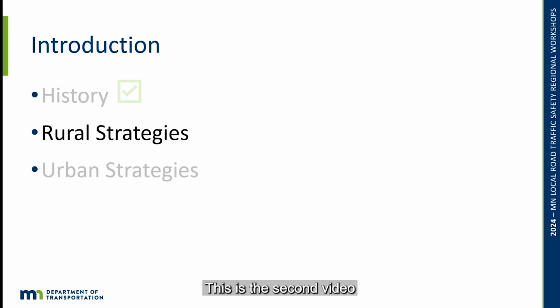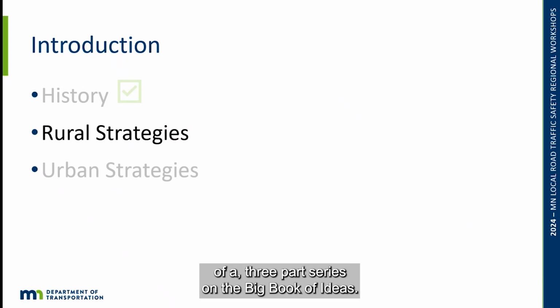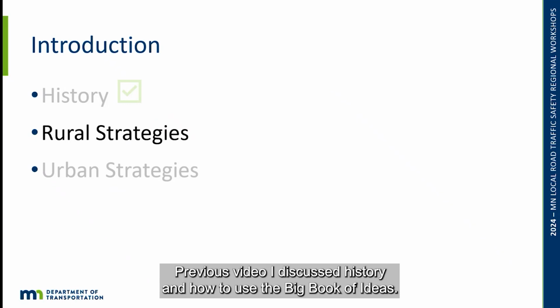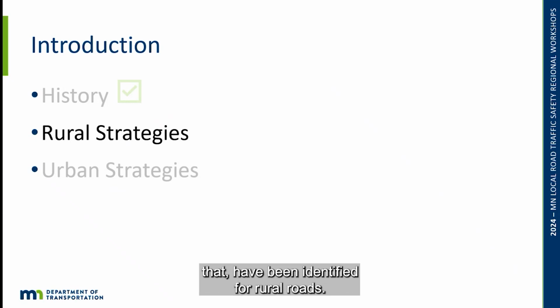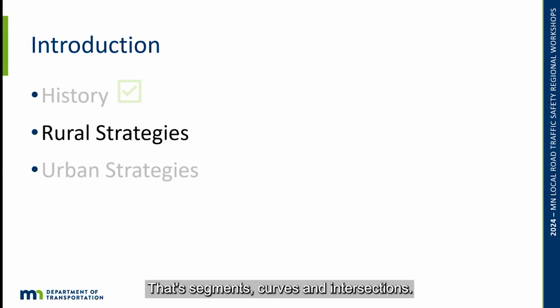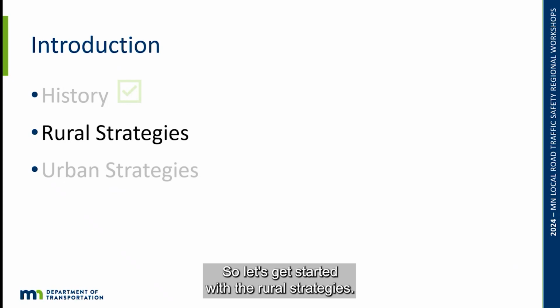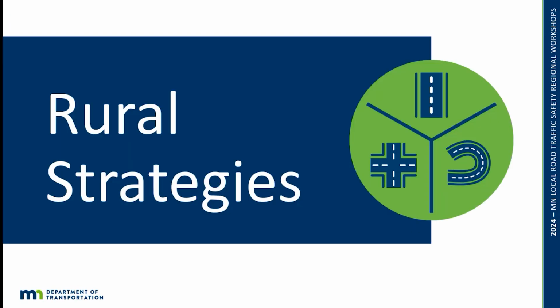This is the second video of a three-part series on the Big Book of Ideas. Previous video, I discussed history and how to use the Big Book of Ideas. In this video, I will share with you the high priority safety strategies that have been identified for rural roads. That's segments, curves, and intersections. So let's get started with the rural strategies.